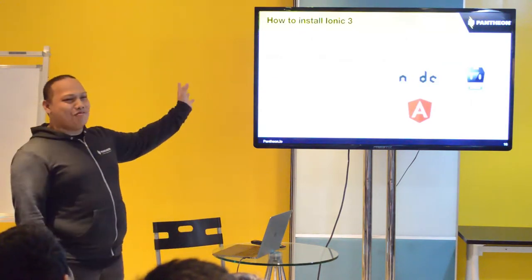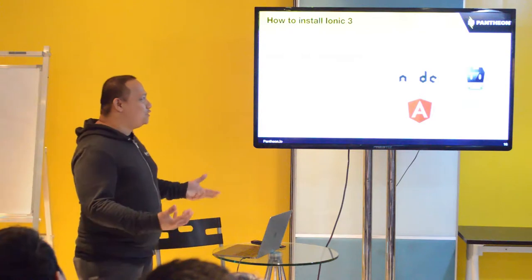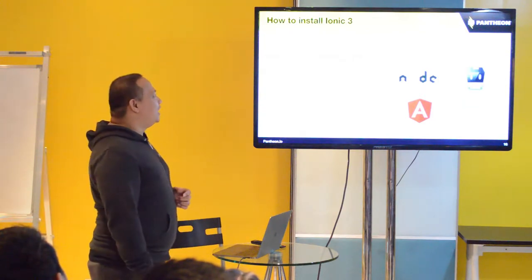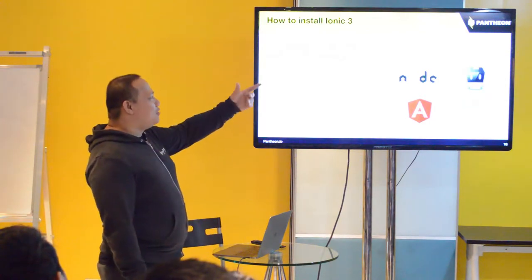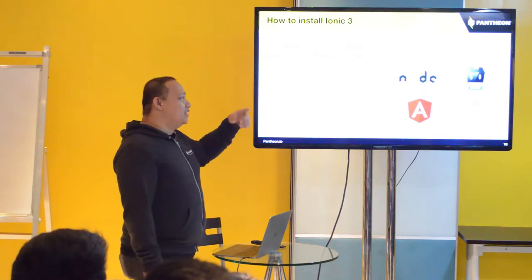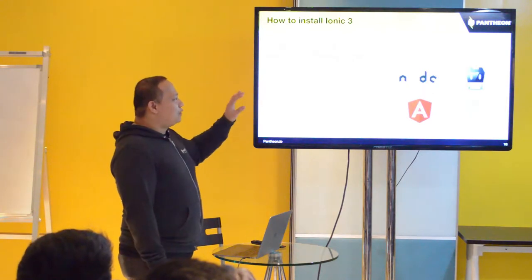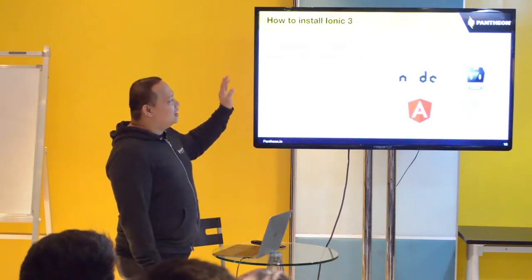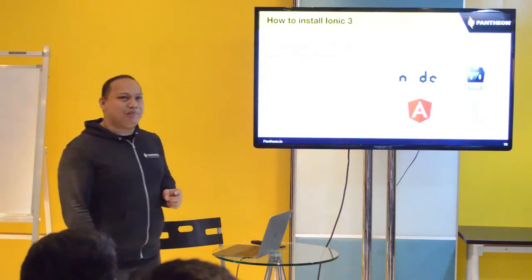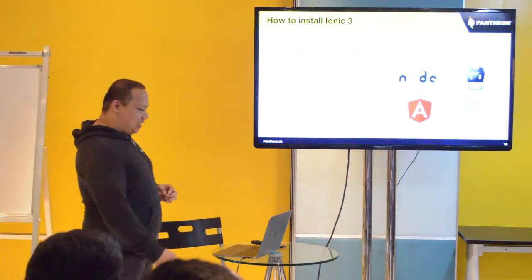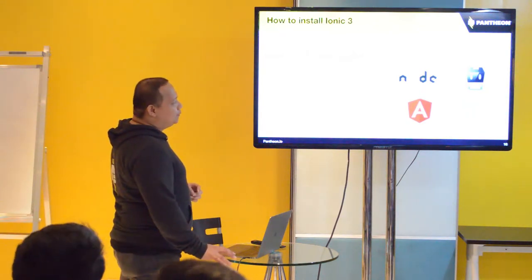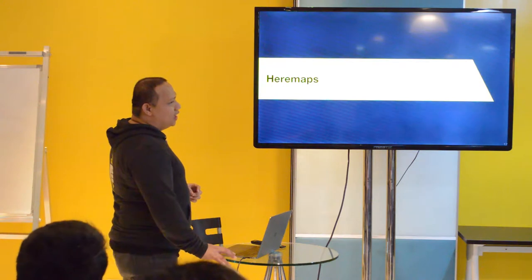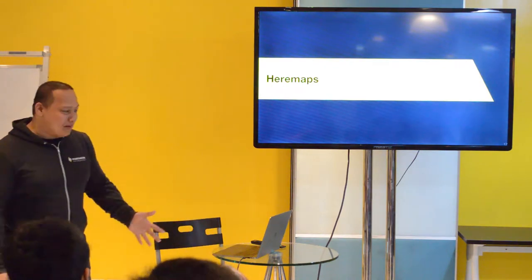So ito na kanina, kailangan natin install to get up and running. So install lang yung Node.js, your NPM, your Cordova, and Ionic. Probably kung may 5 Mbps na speed ka, siguro mga 15 minutes, tapos na yan. Okay, now next is Here Maps.